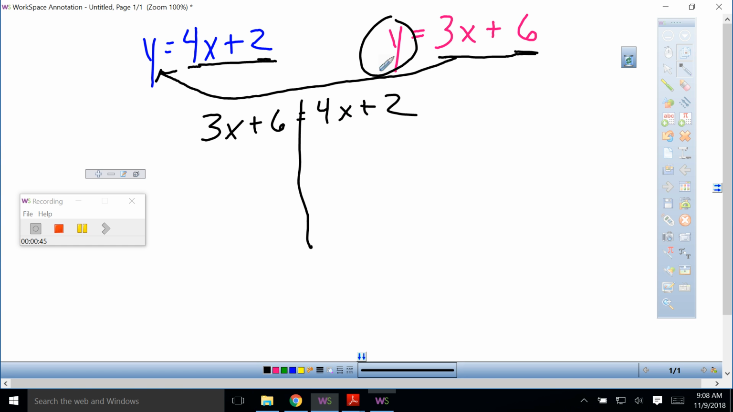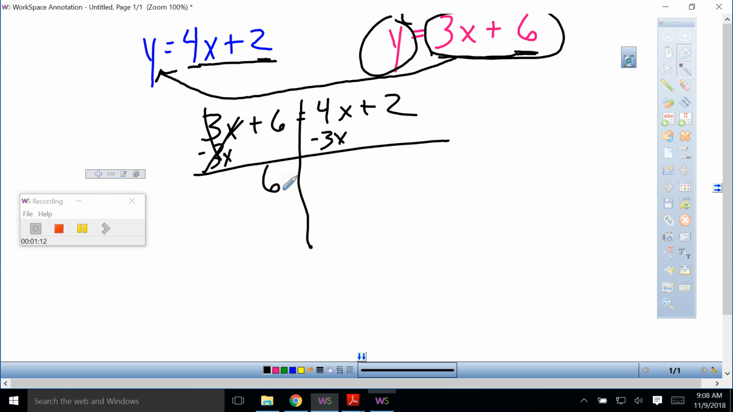So basically what I've done is I've substituted this equation in for y because it tells me that y is equal to this. So now I would just solve it like I would a normal equation with variables on both sides. I can't have variables on both sides, so I'm going to try to get rid of the smallest variable, which would be the 3x. I'm going to minus 3x from both sides. So that cancels out, and I'm left with 6.